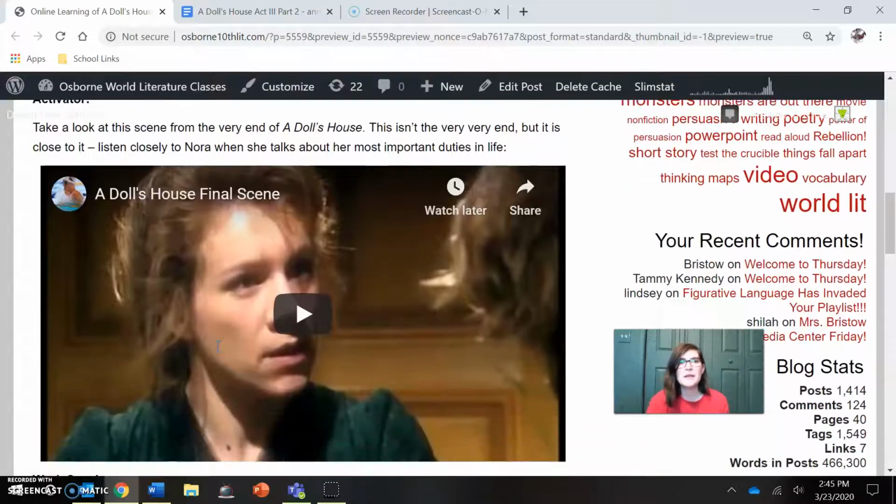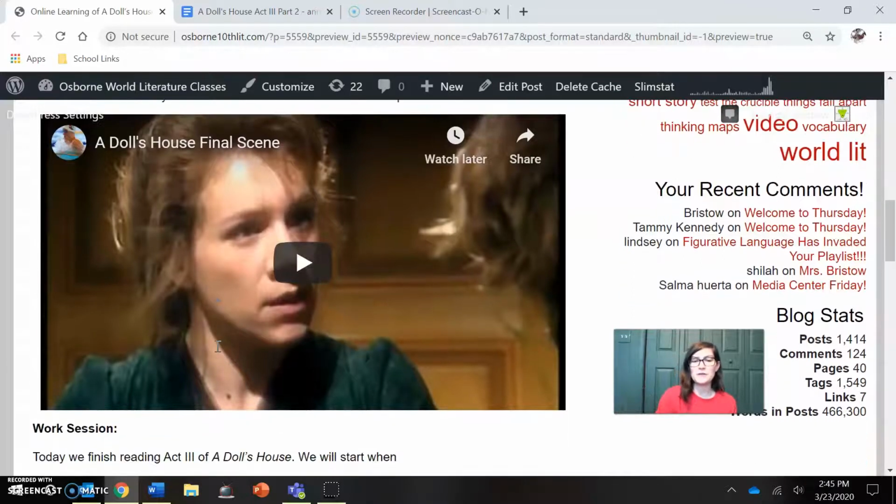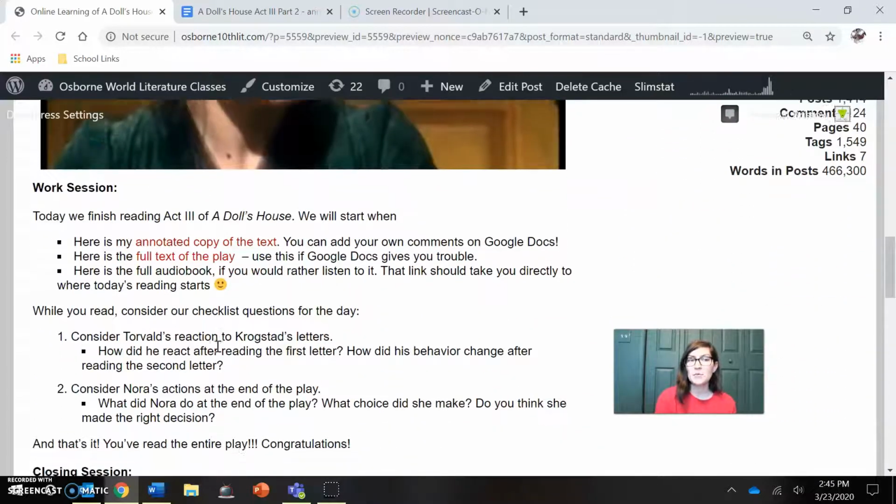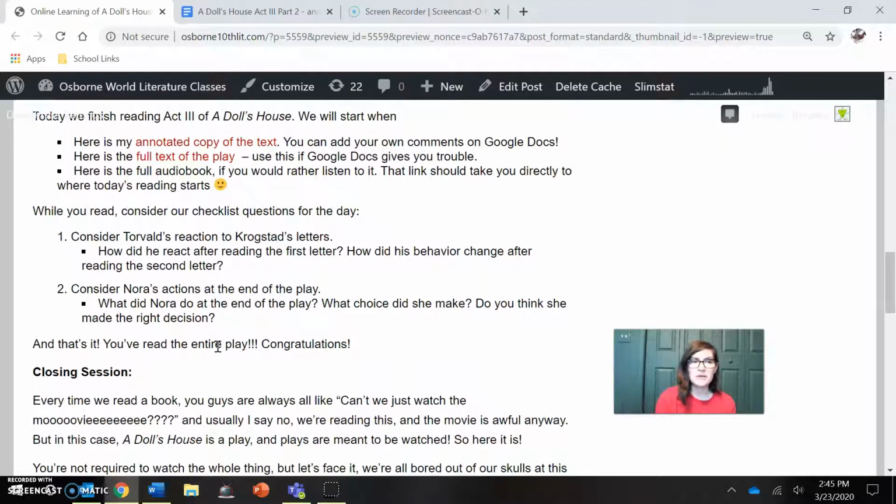For our activator today, I want you guys to take a look at this scene from the very end of A Doll's House. This is at the very, very end. It's not the last lines, but it's close to the end, and I want you to listen very intently when Nora talks about her most important duties in life. Get past the giggling over the word duty because she says some really important stuff here. Once you've watched our video, let's dive into our work session.